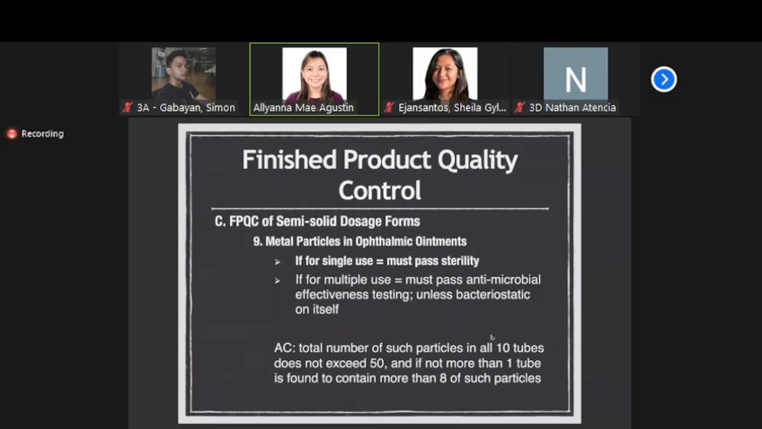And dapat sa 10 na tubes na to, walang tube na lalampas sa 8 ang particles na number. No? So, dapat 7 lang, 6, or less than 8. No? So, note, naka-end yan ha, naka-end. So, dapat ma-satisfy niya yung dalawang criteria na yon. No? So, sa 10 tubes, hindi mag-exceed ng 50. Tapos, walang tube na lalampas ng 8 ang particles.